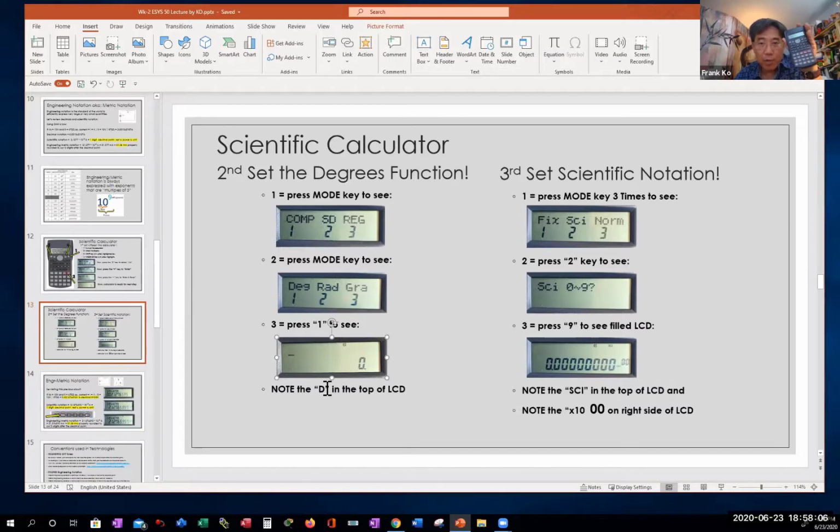Your display screen should show a D, not an R, not a G. R stands for radians, G stands for grads. We want degrees. That part is done. Next step, we're going to set to scientific notation.